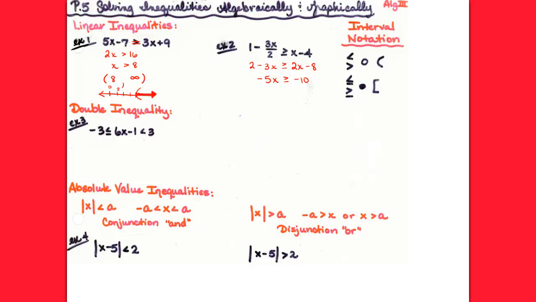And when I divide by -5 at the same time, yes, I'm going to reverse my inequality sign. Because when I multiply or divide by a negative, I have to reverse my inequality sign.